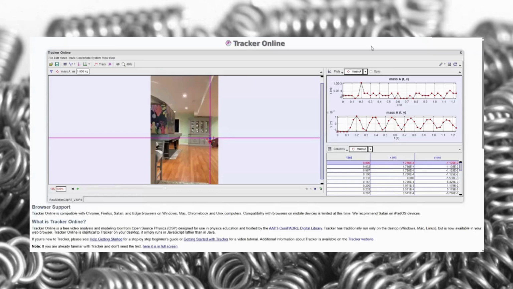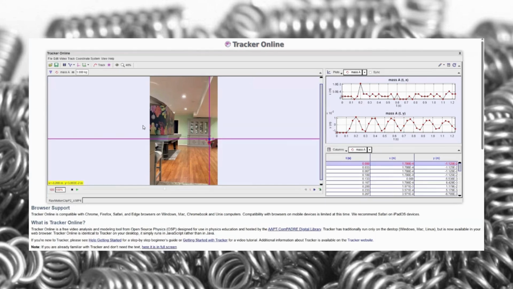the tip. You can see here that I've imported the video into Tracker. I set the coordinate axis so that the origin is right on the initial position of the ruler tip before displacement. I then calibrated the scale using the distance from the initial position to the displaced position and telling Tracker that that amount of pixels is 10 millimeters.